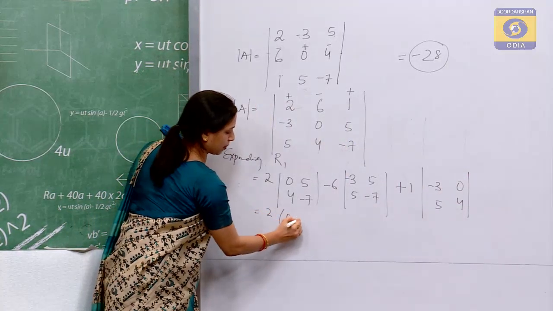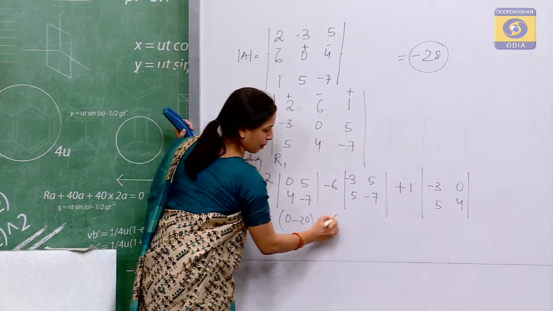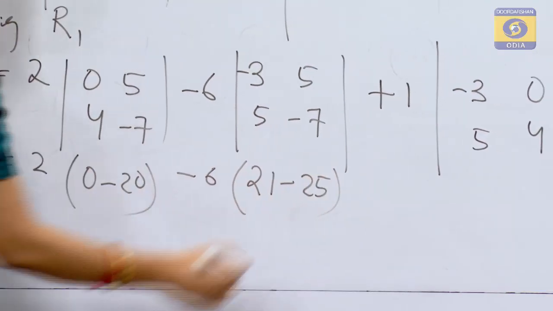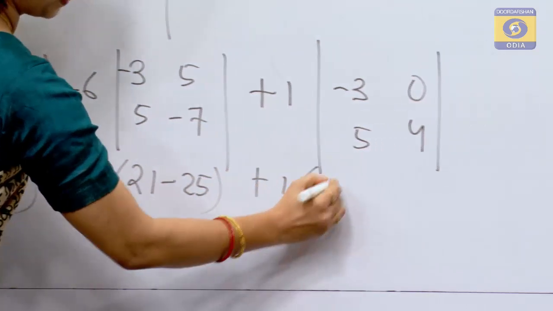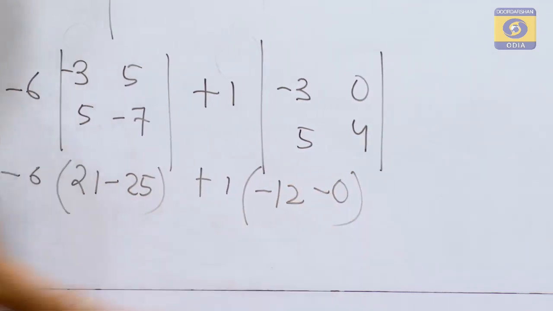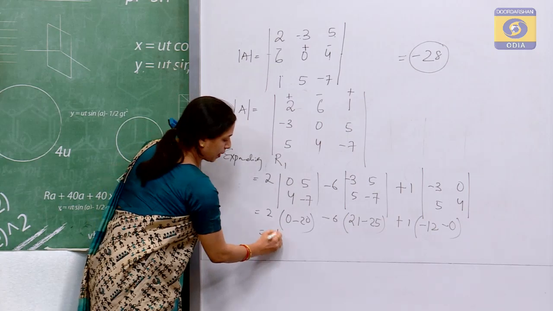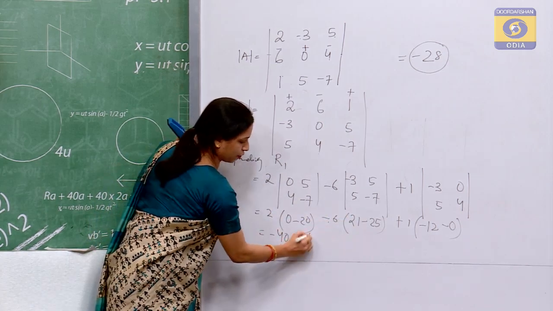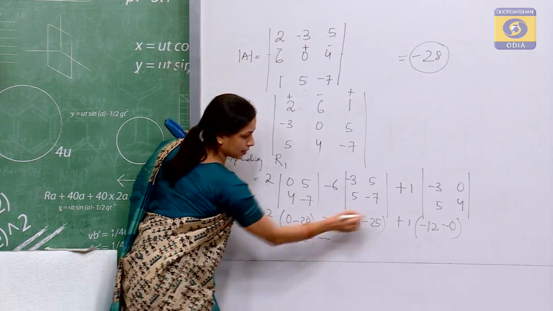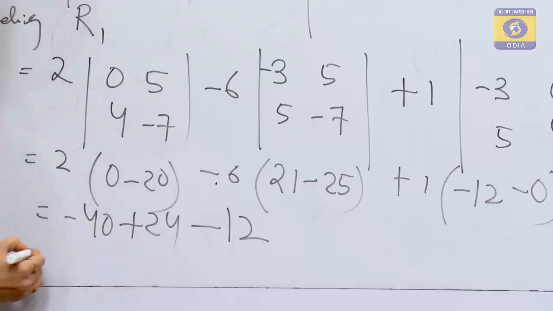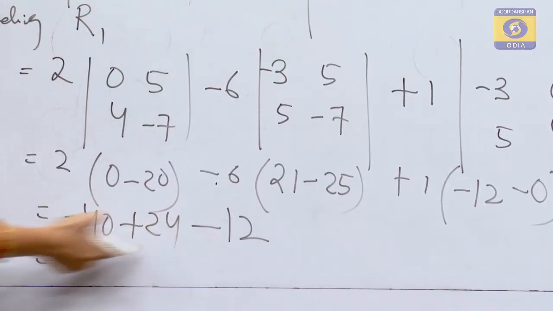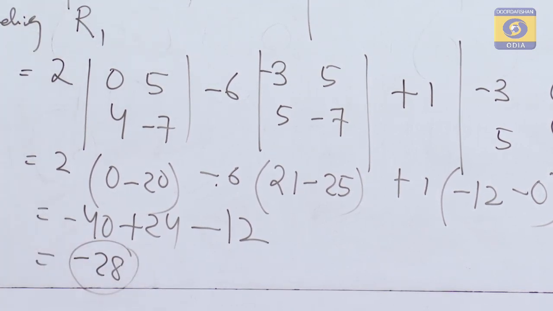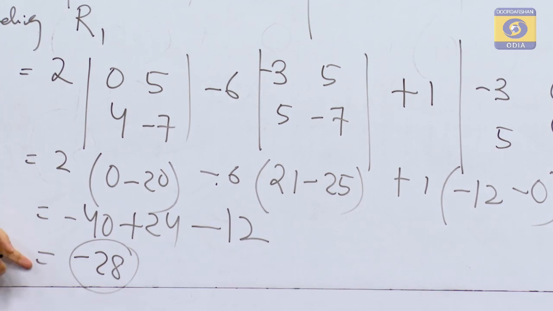We do the calculation, minus 20, here we get 21 minus 25, here we get minus 12 minus 0, right. So, here we get minus 40, minus 6 into minus 4 plus 24 plus this is minus 12. So, again the result you can see minus 52 plus 24. So, the result is same, right. So, here the property is hence proved.